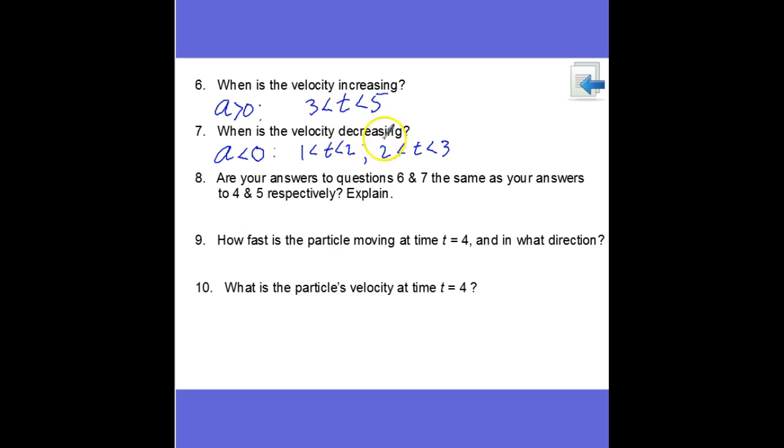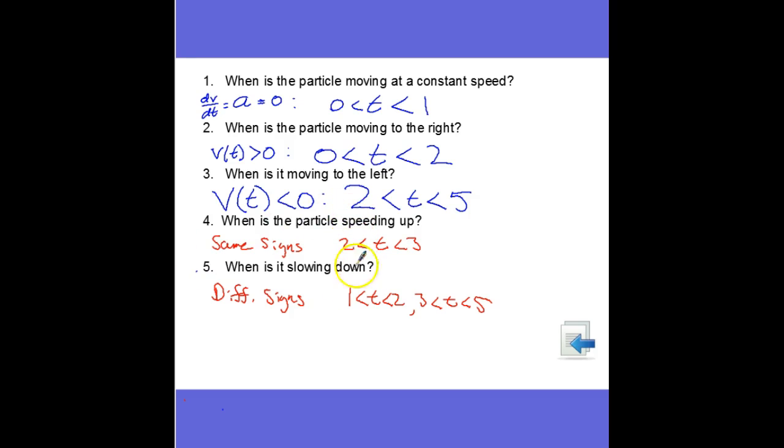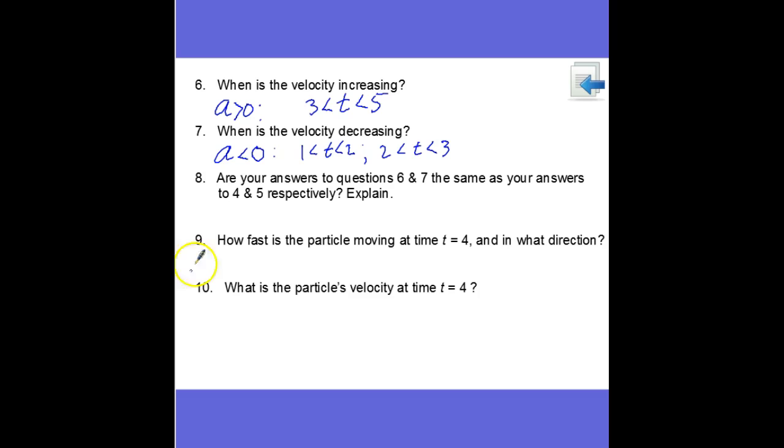And then when is the velocity decreasing? From 1 to 2 and 2 to 3. And we said from 1 to 2 and 3 to 5. So no, they're not the same. Okay, so why are they not the same? And the reason is that velocity increases where the acceleration is positive. So where a is greater than 0.